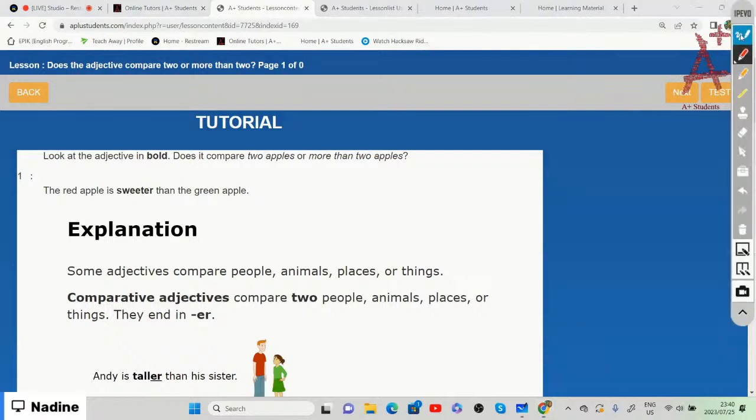All right, so the adjective sweeter, it is a comparative adjective, right? And why do we say it's a comparative adjective? It means it is comparing two apples. It is comparing the red apple to the green apple, right? They are saying that the red apple is sweeter than the green apple, which means that this compares two apples, and we call that a comparative adjective.